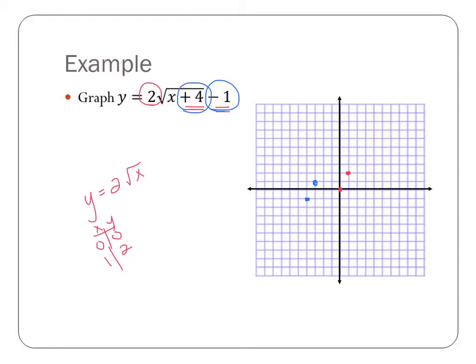And you don't have to draw it in, but that's what your graph would have been before. This right here is the graph that we're going for. So that blue one, you don't have to have that red one.